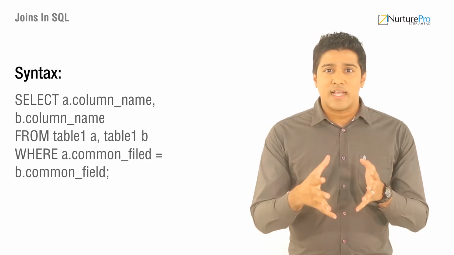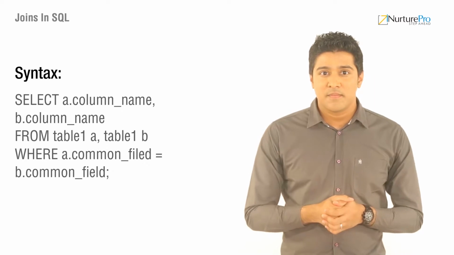Now let us look at self-join. Self-join is joining the table with itself based on a specific condition. The syntax for self-join is shown on screen.